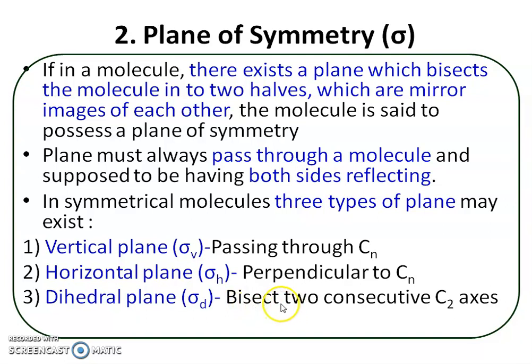It bisects the molecule into two halves, no doubt, but at the same time it bisects two successive or consecutive C2 axes, that is, secondary axes. So this is called the dihedral plane. Detail about this we are going to discuss in the next slide. One more plane is there which can be horizontal, vertical or dihedral, that is the molecular plane. So we'll discuss all these planes in the next slide.